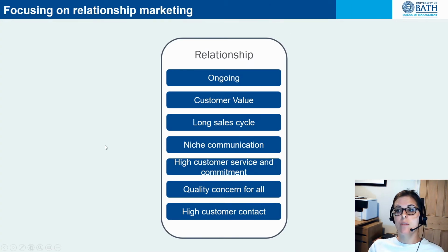As such, relationship marketing is ongoing in its nature. There's a focus on customer value, and we'll come to customer value in a moment. So what is it that the customer values and how can we deliver it to them? No more, no less. Often the sales cycles are that much longer because there is the need to build that relationship. And different countries have different requirements when building relationships, and it can come down to cultural differences, it can come down to organizational differences.